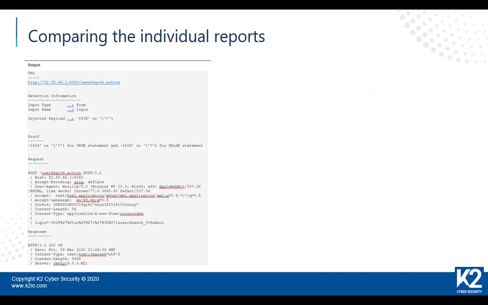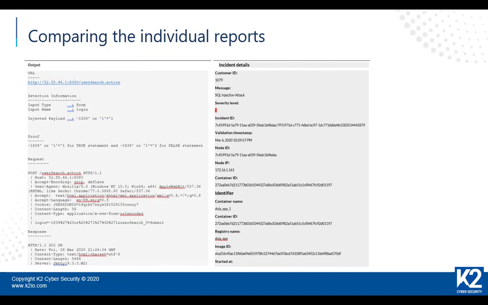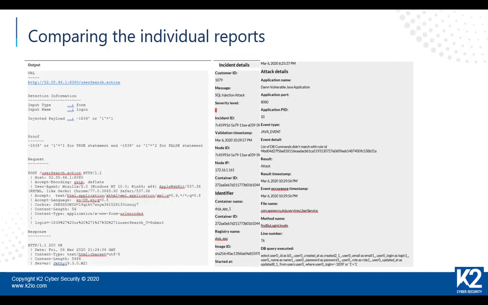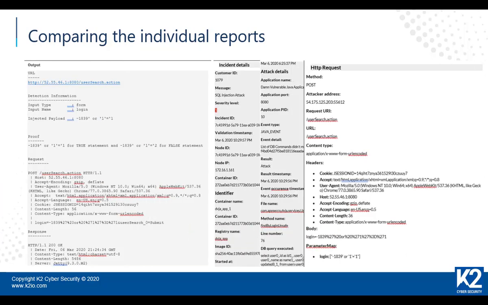If you look at the individual reports generated by K2 and Tenable, you can see here the report generated by Tenable.io WAS discovering an SQL injection vulnerability. K2 can provide additional information, including node, application, and container information. K2 also finds and reports on the file name with the vulnerability along with the line number in the code with the vulnerability for quicker remediation. And finally, K2 also provides the full HTTP information sent by the attack.